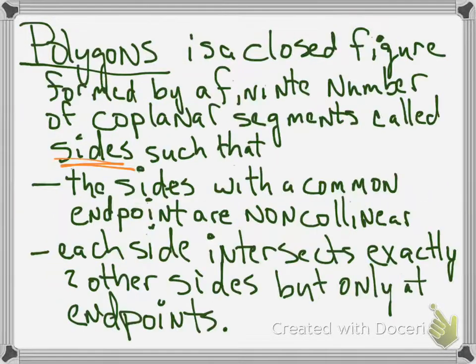Now, a polygon is a closed figure formed by a finite number of coplanar segments called sides. In other words, if we have a bunch of sides put together and it stays closed, it's a polygon. But keep in mind, the sides with a common endpoint are non-collinear, and each side intersects exactly two other sides. That's important. Exactly two other sides, but only at the endpoints.